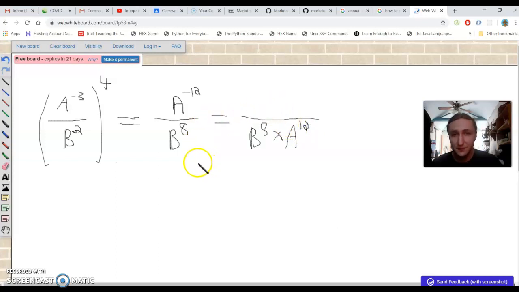And so what I did there is I just rewrote this using the rule that, well, I shouldn't use a because I've already used that. I rewrote this using the rule that x to the negative 1 equals 1 over x. That is just the meaning of a negative exponent.